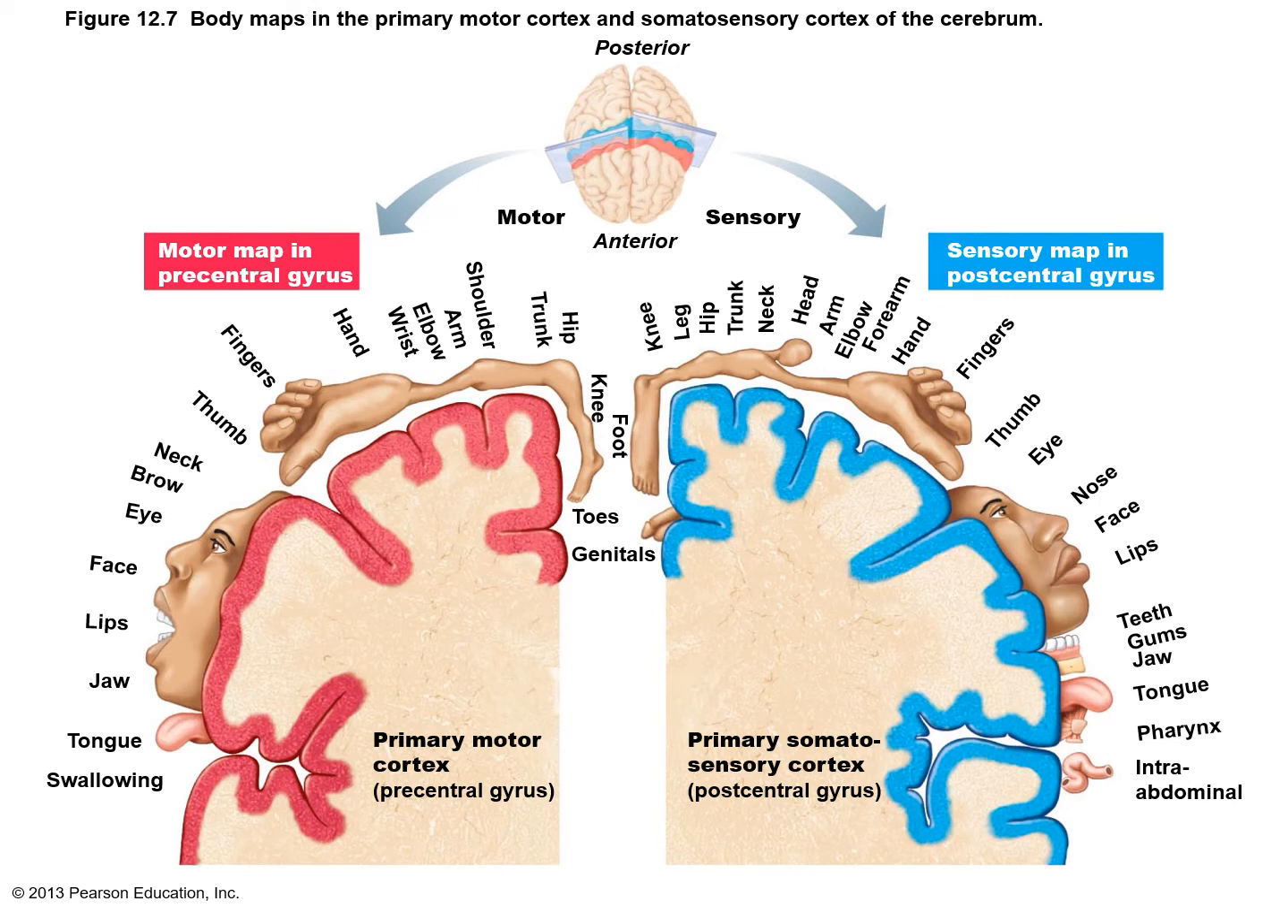These are both motor maps and sensory maps, the motor map in the precentral gyrus and the sensory map in the postcentral gyrus. Again, you'll see greater areas of the motor cortex devoted to areas that have a higher degree of complexity in movement. When it comes to the sensory map, and we'll discuss this in more detail in just a minute, you see a higher proportion devoted to areas that have basically more nerve endings.